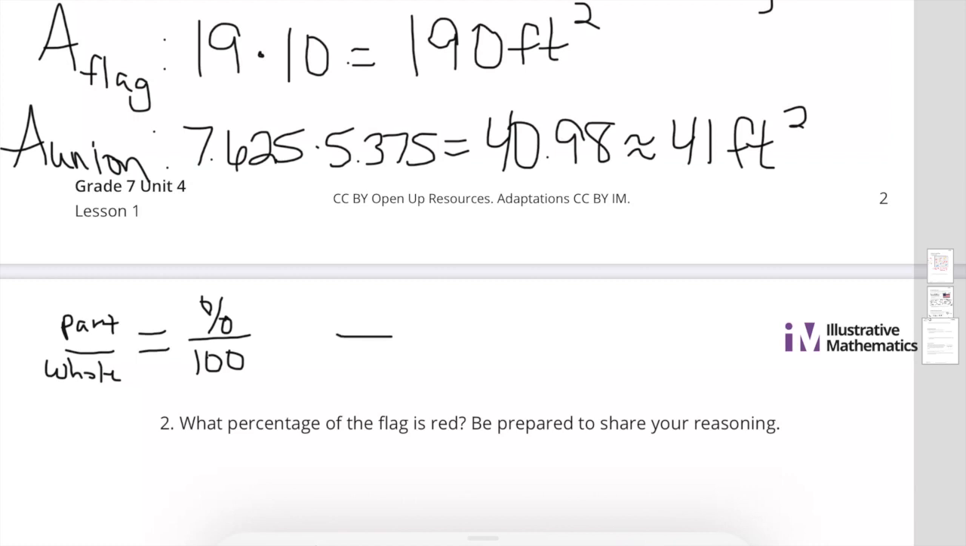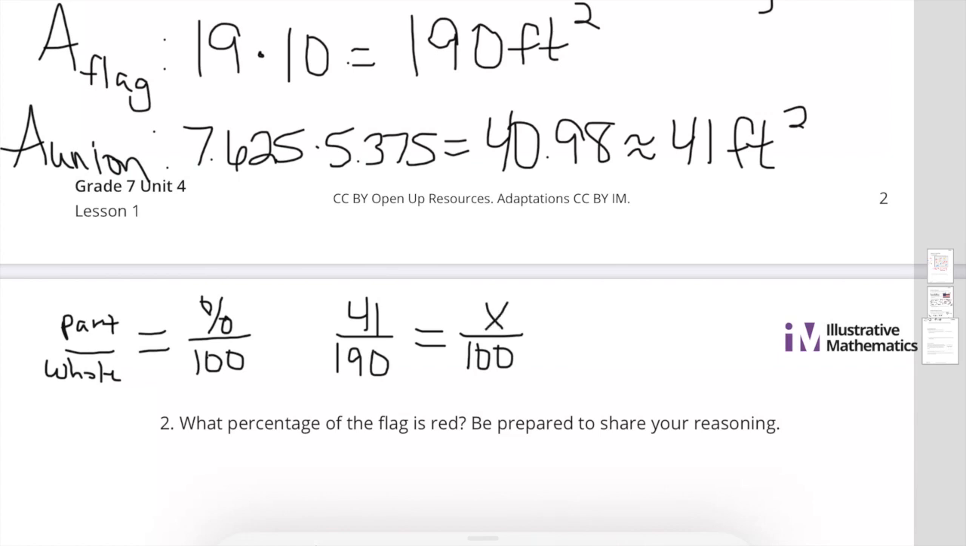So for this problem, 100 is always going to be at the bottom on the right side because we know it's out of 100%. So our total area, our whole amount, is 190 feet. And what would be our part? Okay, it should be 41. So we want to know the part of the union is what percentage of 190.